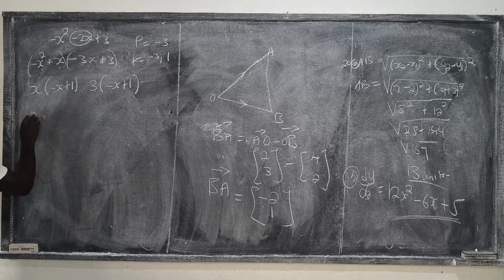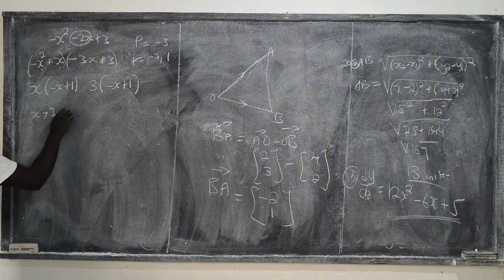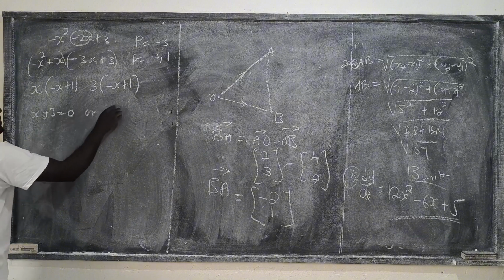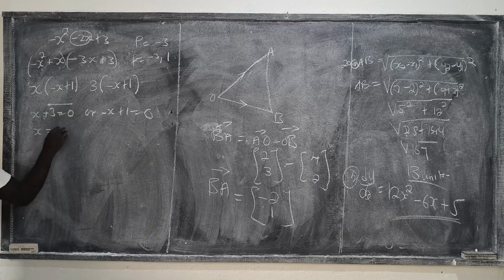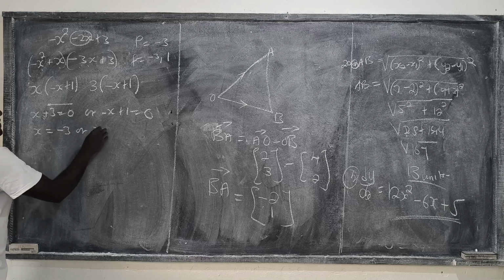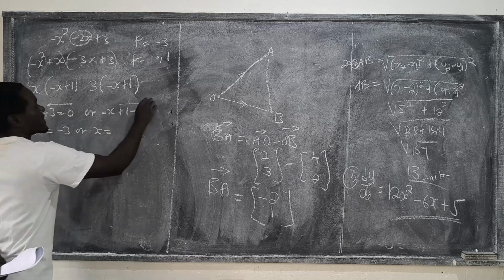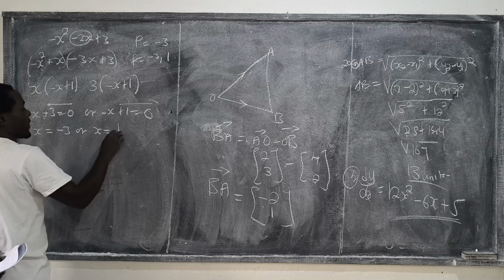Okay, in that case now, so this and this, it will be x plus 3 is equal to 0, or negative x plus 1 is equal to 0. Then this goes this side. You're going to have x is equal to negative 3, or x is equal to, this goes that side, it will be negative, negative multiplied by negative, positive.